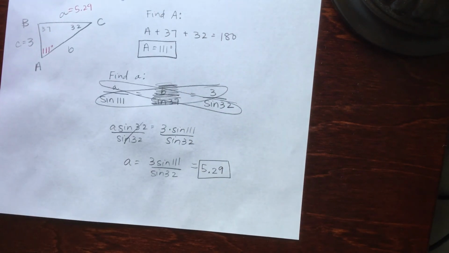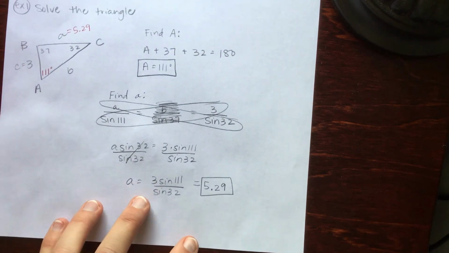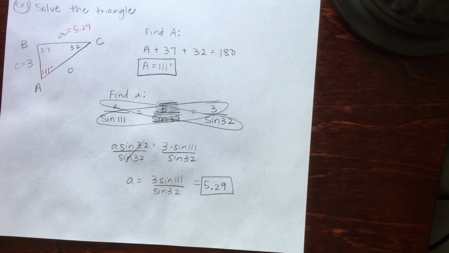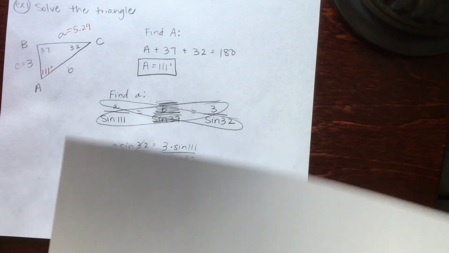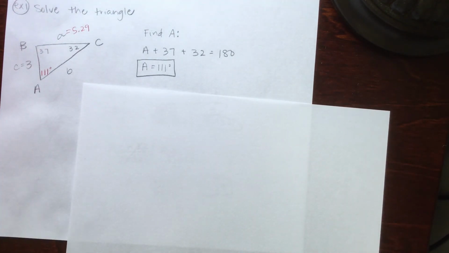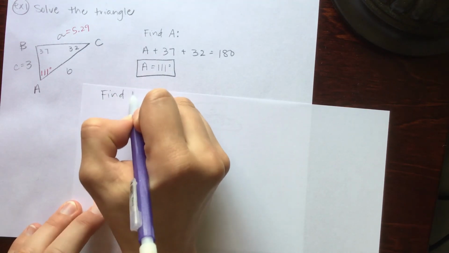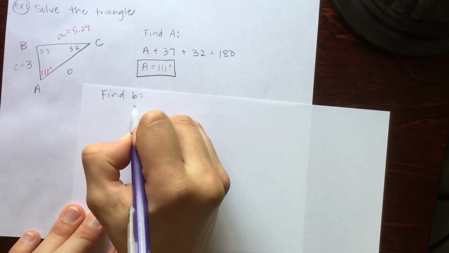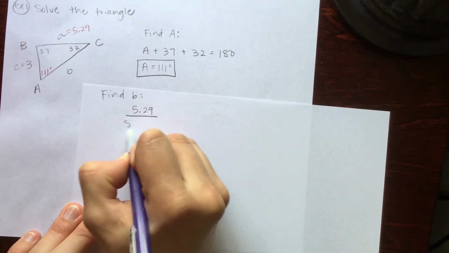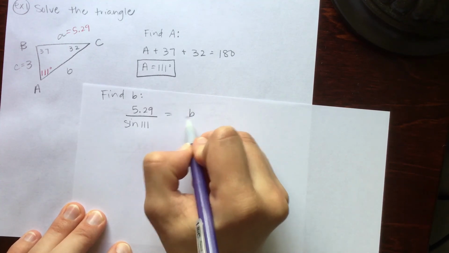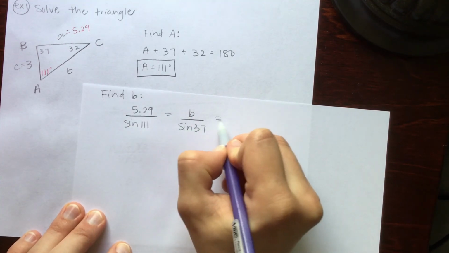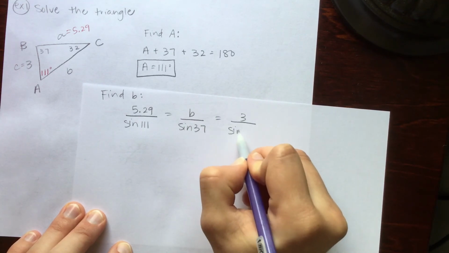All right, we know two sides, so now we just have to find our third side. You cannot use the Pythagorean theorem to find the third side, because yes, we have A, B, and C's here, but which one's our hypotenuse? We don't know because there's no 90-degree angle. So do not use the Pythagorean theorem to find your third side. Instead, we're going to have to use law of sines again. So I'm going to find B, and I'm going to rewrite the whole thing. A is 5.29 over sine of big A equals B, which is unknown, over sine of 37 equals C, which is 3 over sine of 32.